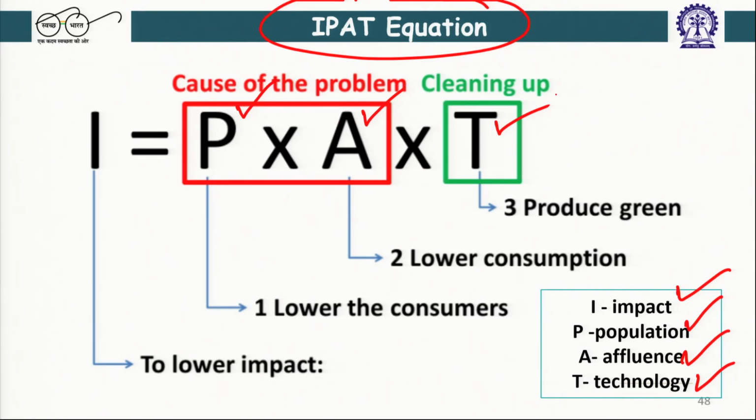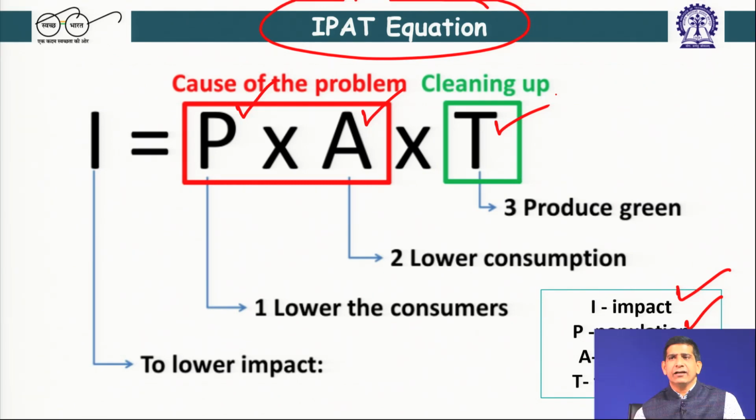Now, how to reduce this impact? Ultimately, the goal, as you saw, is that we are increasing our ecological footprint. We are already in ecological debt. From the 80s onwards, we are using up more resources than Mother Earth can provide to us on a yearly basis. So we have to start reducing the impact so that we can reduce our ecological debt.